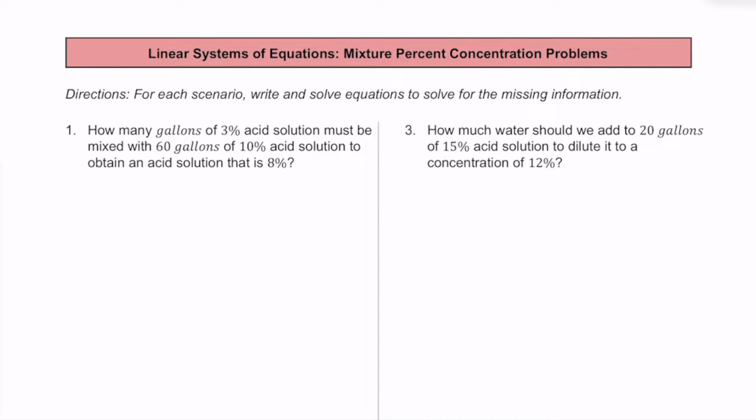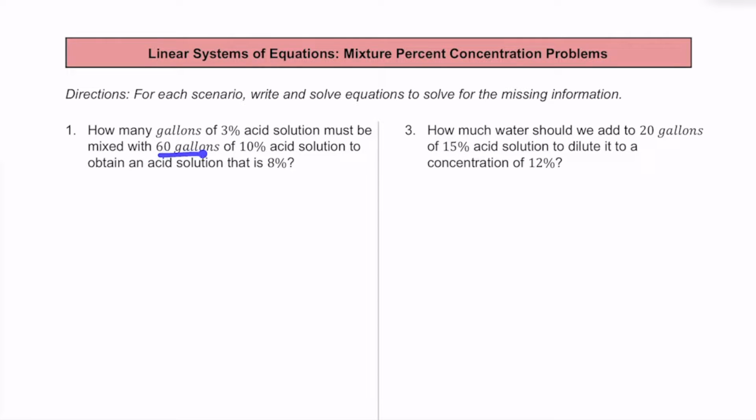Alright, let's get started. In this first example, it says how many gallons of 3% acid solution must be mixed with 60 gallons of 10% acid solution to obtain an acid solution that is 8%. If you're trying to understand what's happening, think of two big containers. One container has a 3% acid solution, and the other has a 10% acid solution. We're going to mix those two together, but we have to find out how much of each to put in so that we end up with an 8% solution. So it's going to be somewhere in the middle.